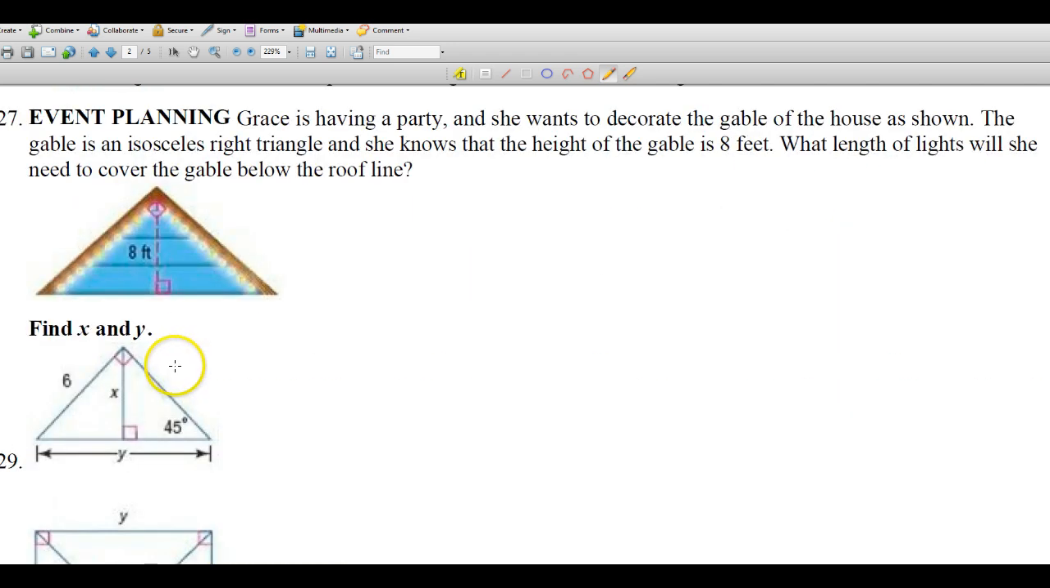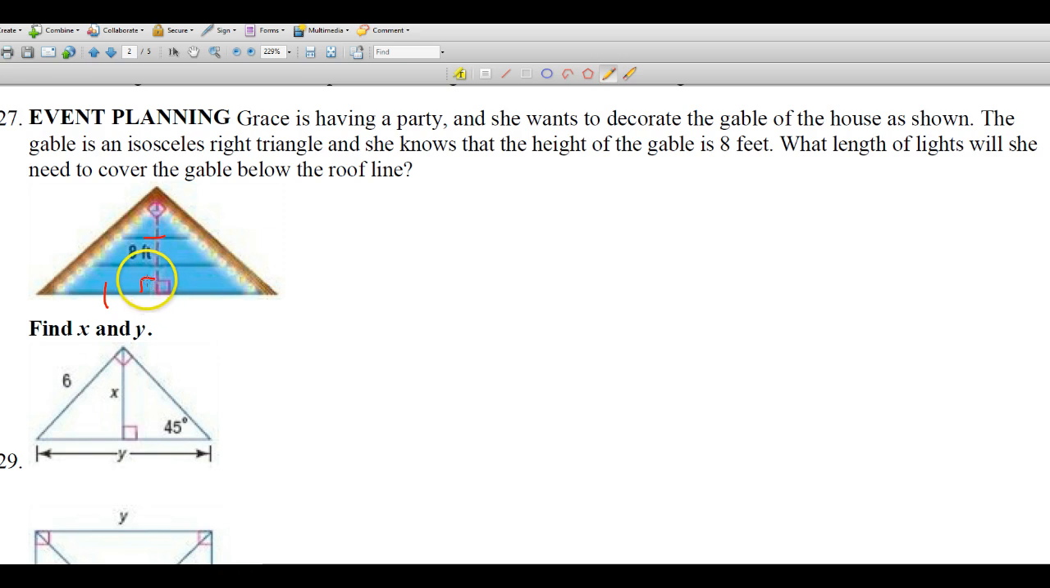For 27, Grace is having a party and she wants to decorate the gable of the house as shown. The gable is an isosceles right triangle, so if it's an isosceles right triangle, anytime it says that, then we know it is a 45, 45, 90 triangle. And she knows that the height of the gable is 8 feet. So that would be our leg. So our leg is 8 feet.